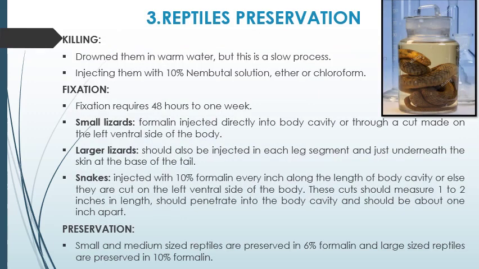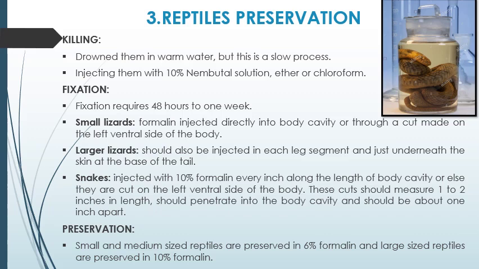Number 3. Reptiles preservation. Killing. Drown them in warm water, but this is a slow process. Injecting them with 10% Nembutal solution, ether or chloroform. So killing of reptiles can be done in two ways. The first process is to put them in warm water, but this is a very slow process, so it is not commonly recommended. The second method is to inject them with 10% Nembutal solution, ether or chloroform.